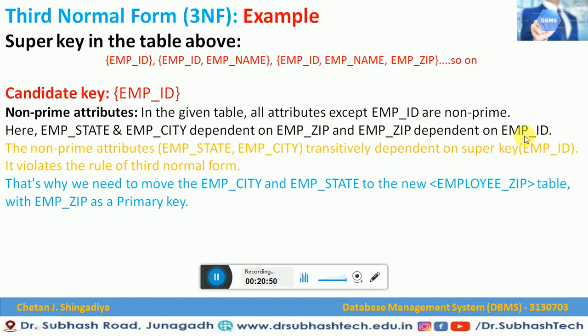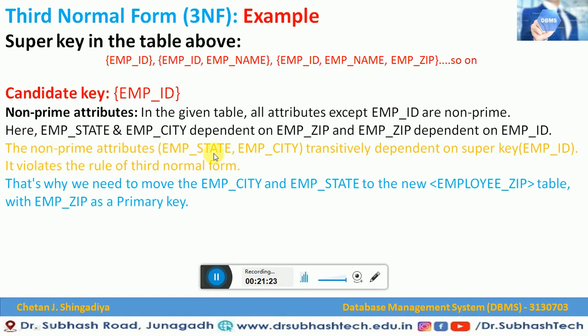Let me explain once again what I am explaining to you. Employee state and employee city are dependent on employee zip. That means we can say X is dependent on Y, and employee zip is dependent on employee ID, that means Y is dependent on Z. So we can say X is dependent on Z, and this is the transitive dependency. If such dependencies exist in a relation, then we cannot say that the relation is in third normal form.